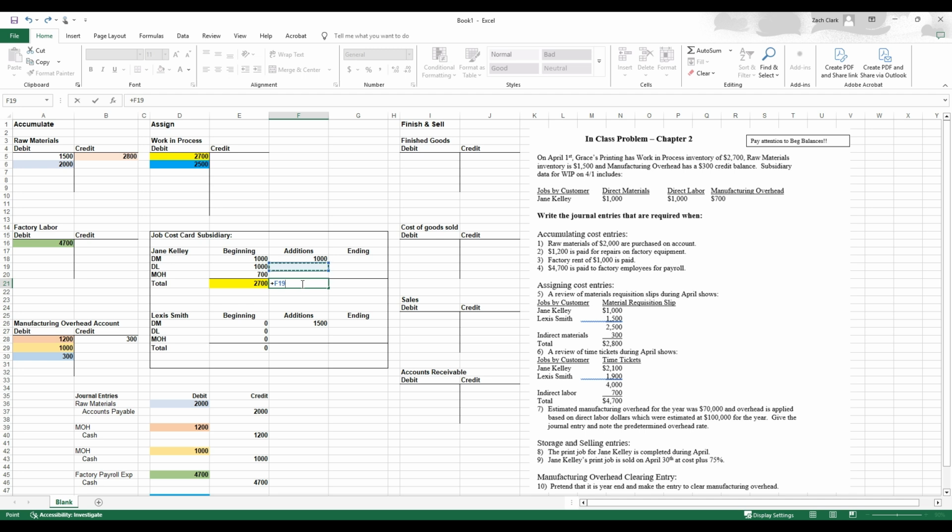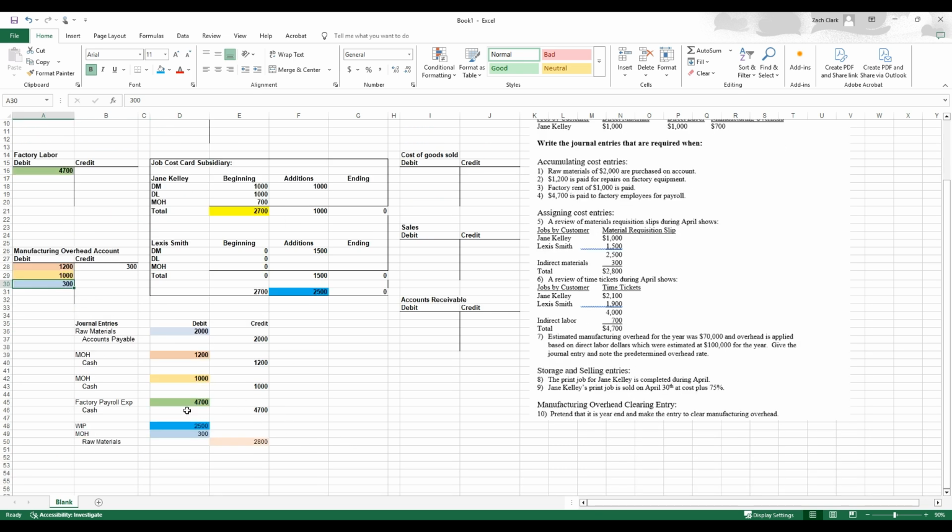So we've got, let me copy, I'm going to do an auto sum again. So 1,000 so far. And then 1,500 for Lexus Smith. And you can see, I'll do a summation of both jobs below. And you can see that 2,500, that is that, right? And this is the 1,000, this is the 1,500, that's noted on the requisition slip. And then the 300 goes here to overhead. And that's the journal entry part.